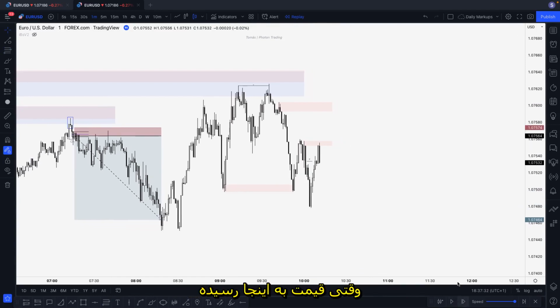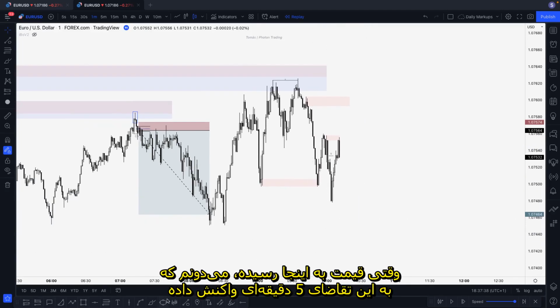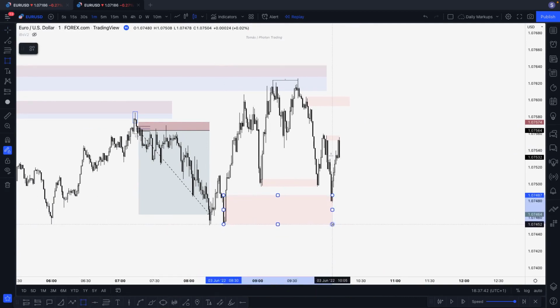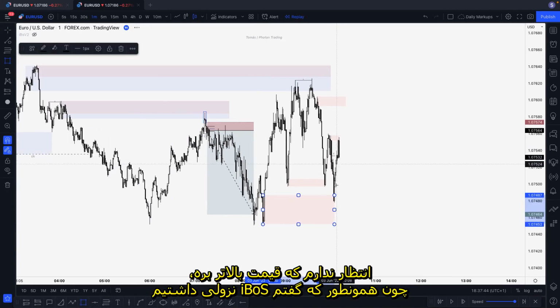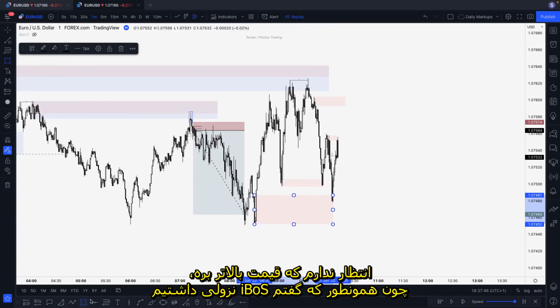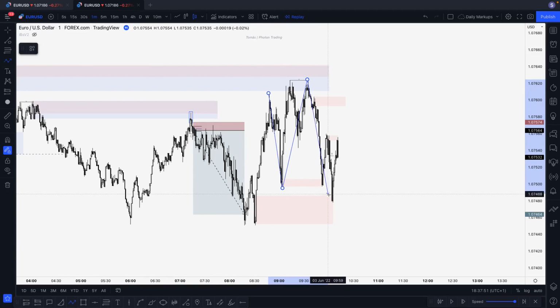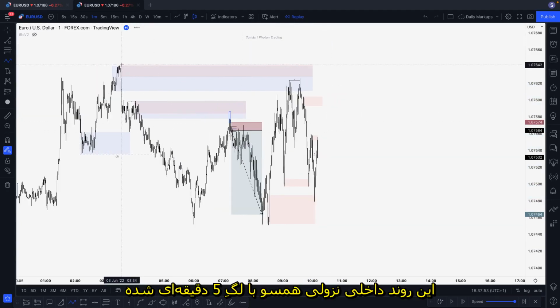So when price reached here, I understood that price was reacting to this M5 demand, but it's just a reaction point. I'm not expecting to have higher prices because, like I said, we have this internal BOS bearish, in line with this M5 leg.